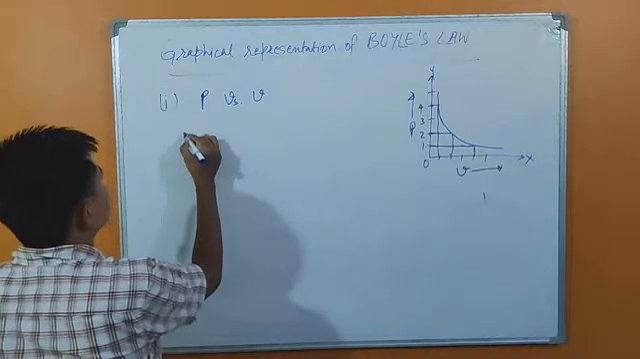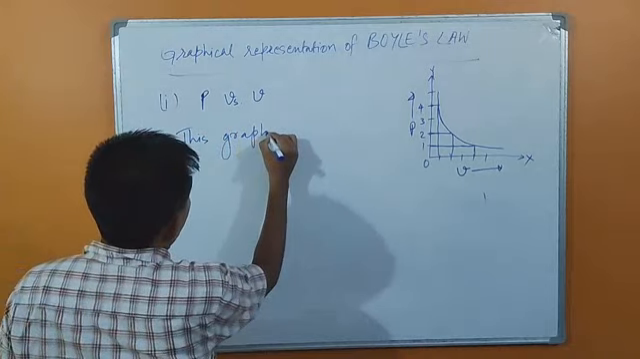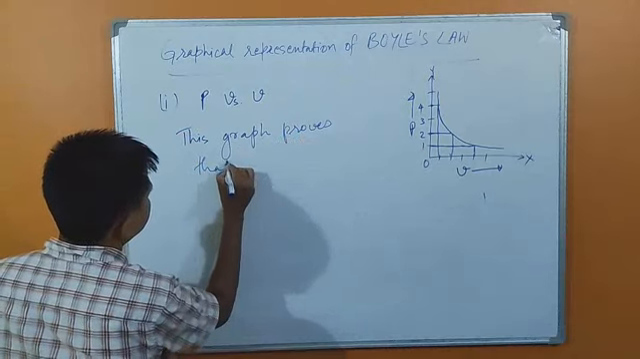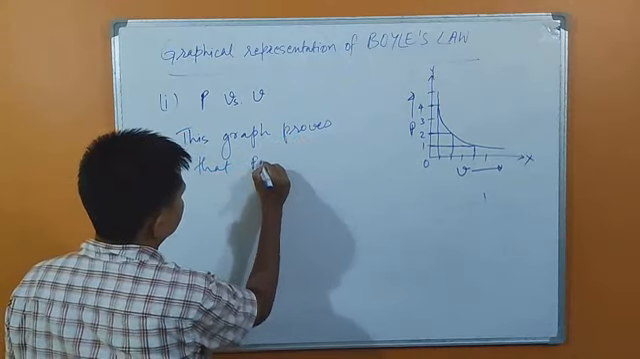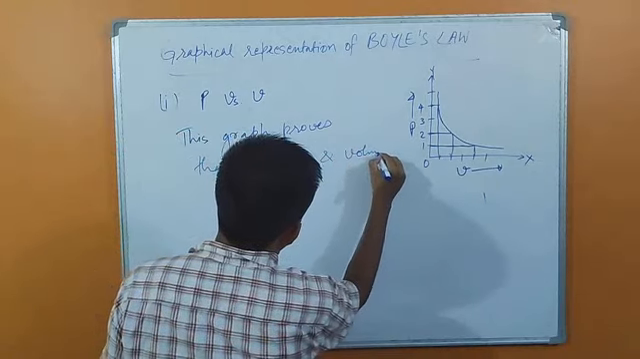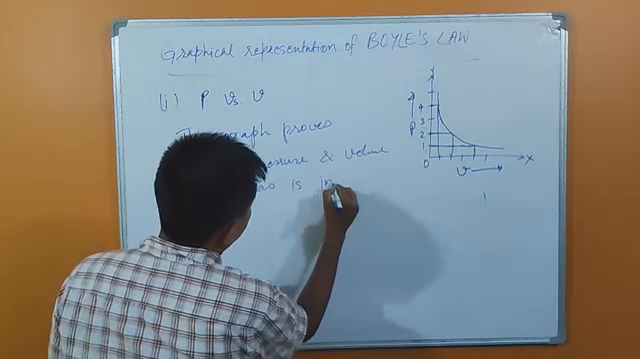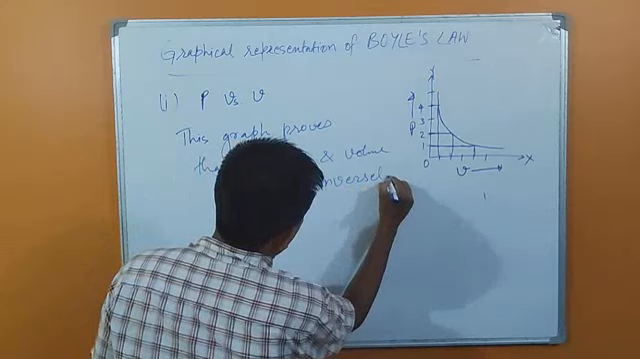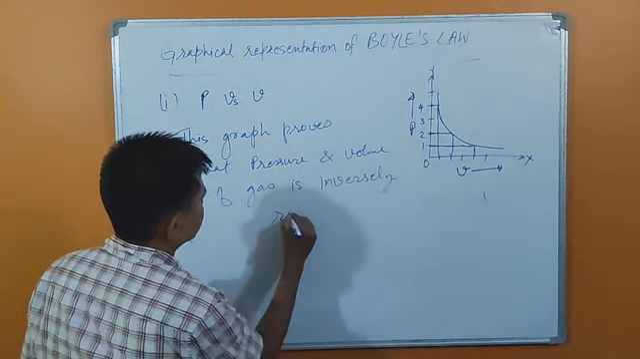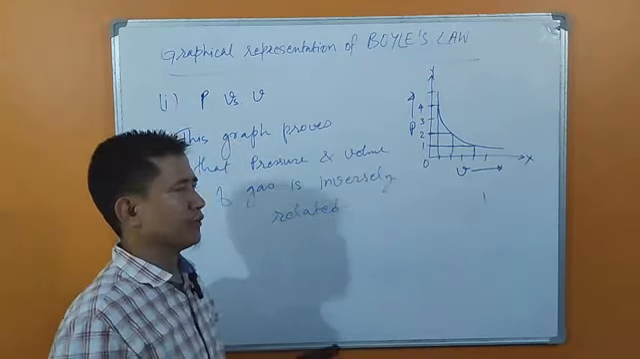What does this graph prove? This graph proves that pressure and volume of a gas are inversely related. If you increase the pressure, volume decreases. If you decrease the pressure, volume increases.